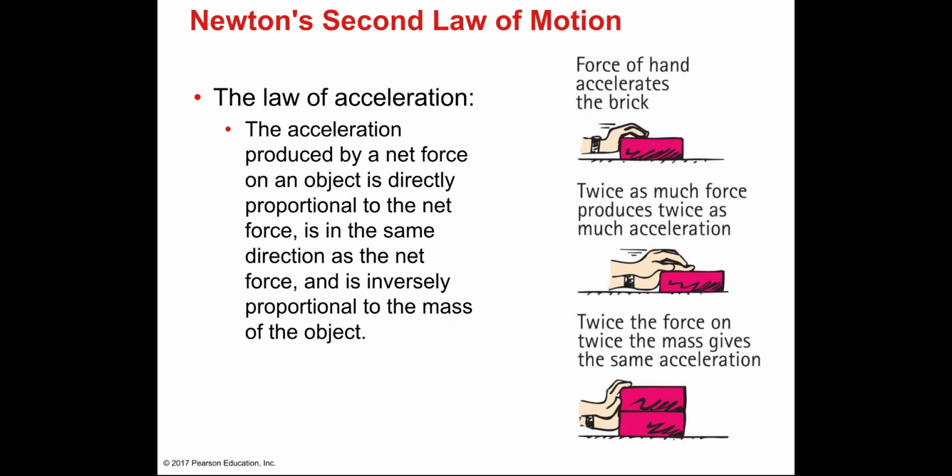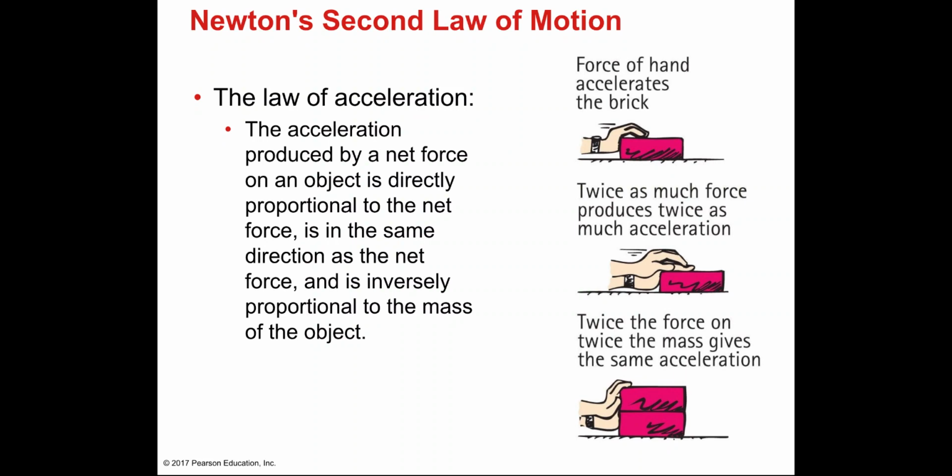Remember, acceleration is change in speed or increased speed. If you're driving at 30 miles per hour and you move from 30 miles per hour to 35, that's an acceleration, an increased speed. So what that law essentially says is the acceleration produced by a net force on an object is directly proportional to the net force. What that means is if you have more force, you have more acceleration.